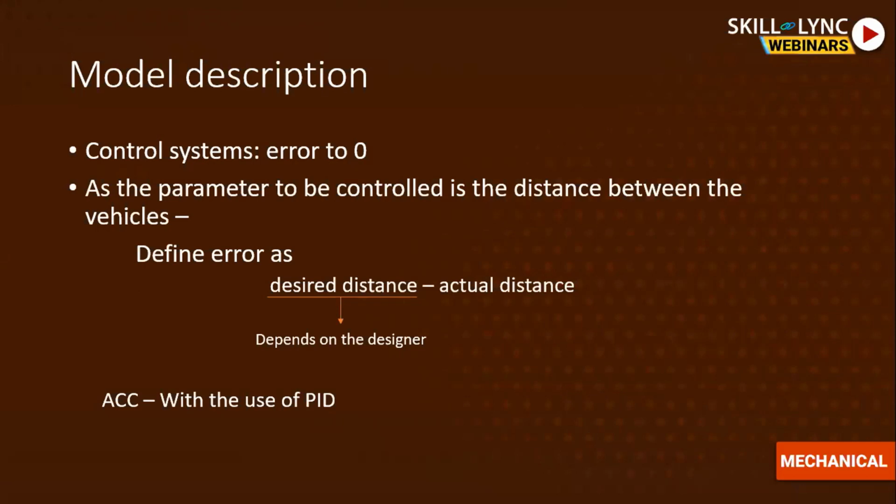In this case, because we need to have a safety distance between two vehicles, we define the error as the desired distance subtracted by the actual distance. In an adaptive cruise control model, generally PID is used just to reduce this error to zero. And experimentally, it's only PD. It has been established in various companies and papers that PD is enough for adaptive cruise control.